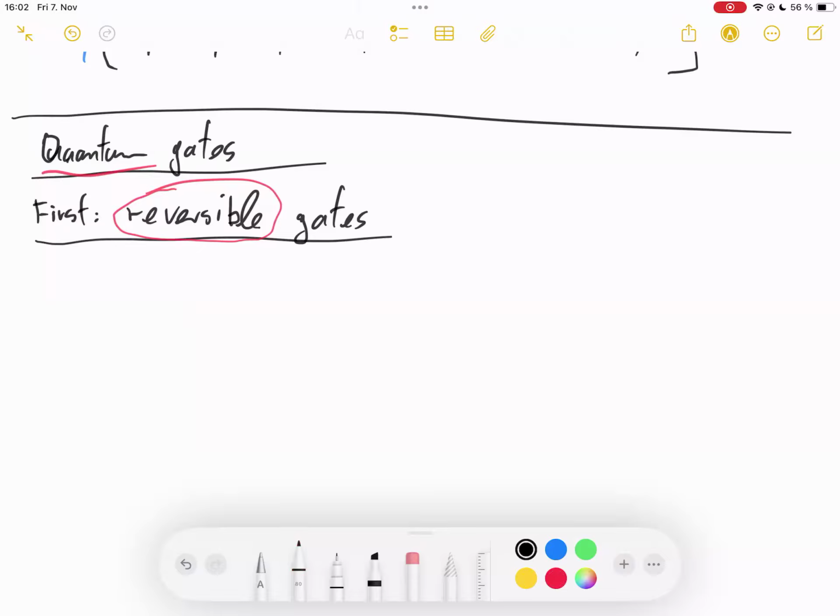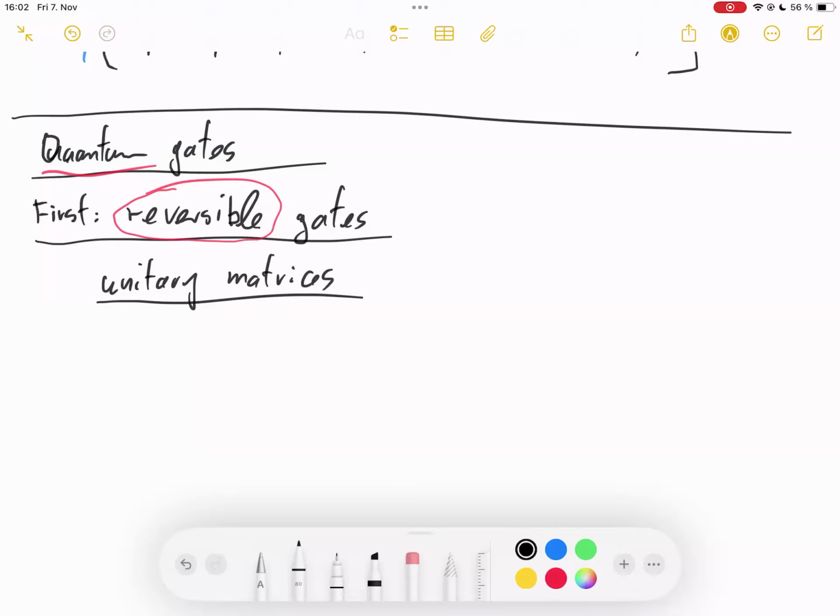And you got it right. They would need to be unitary matrices. That's correct, because unitary matrices, not gates, are the ones we could undo.